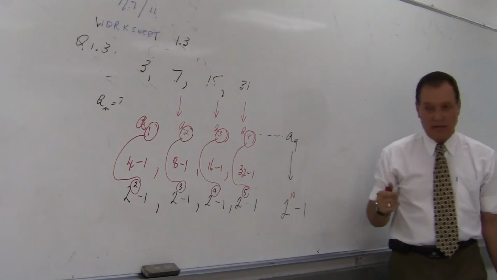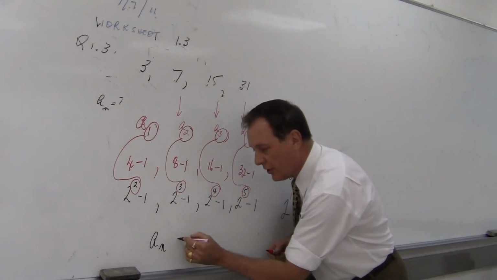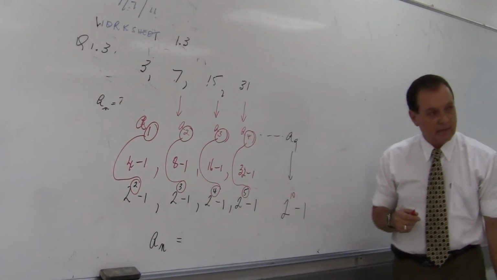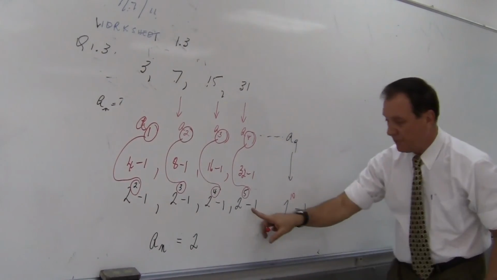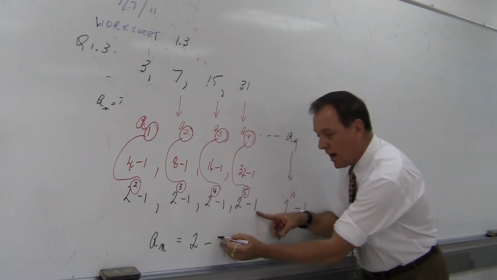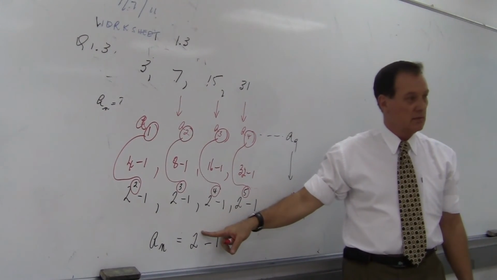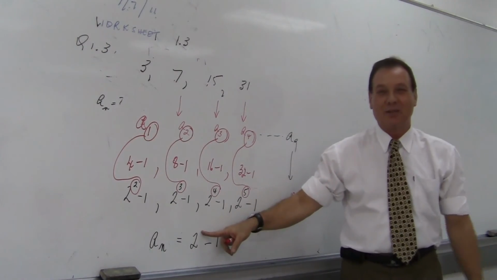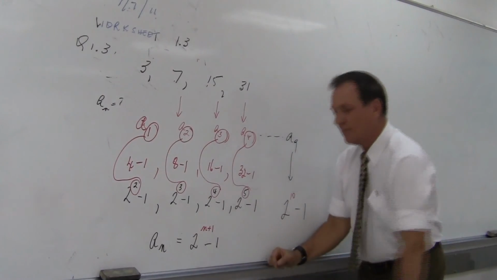Right, so in general now, the nth term, let's see. I've got to have the 2. I've got to have the subtraction sign. I've got to have the 1, because they've all got the 1. But here, the question is what the power is. Yes, good on you. She's got it there. It's n plus 1. Alright, we'll write it. And that's it.